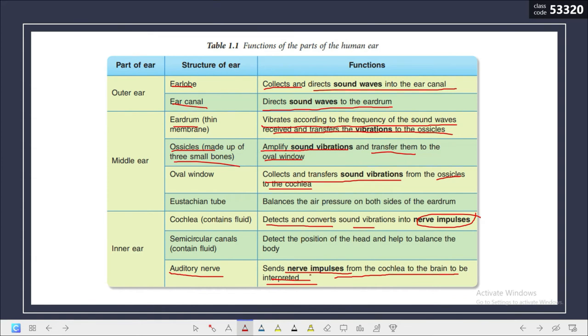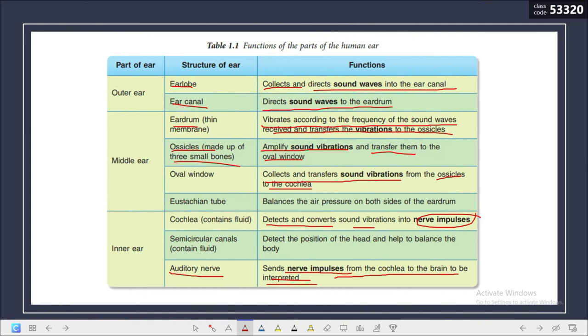Alright, so this is how our ear functions. Starting from the earlobe, it collects the sound and directs the sound wave, and the ear canal also directs the sound wave to the eardrum, and the eardrum will vibrate. When it vibrates, it will send the sound to the ossicle, then the ossicle will amplify the sound and send it to the oval window. The oval window just receives, collects and sends to the cornea. The cornea will change the sound vibrations to impulses, and then they will be sent to the brain by using the auditory nerve.